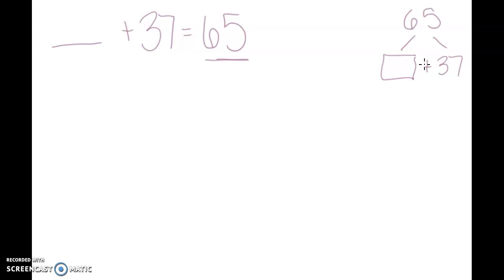Okay, so did I trick you? Because we've been solving for this one. Does it really matter what side your part is on? No, because all you need to do is solve for the equation that you know. We know that 65 minus 37 is going to give us our part. So let's come over here and solve it.